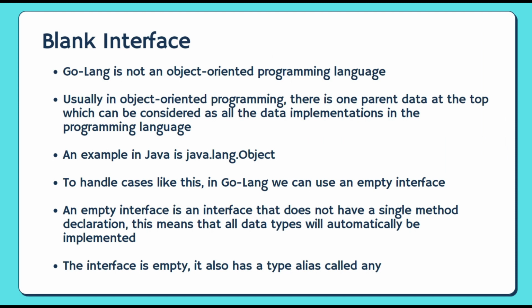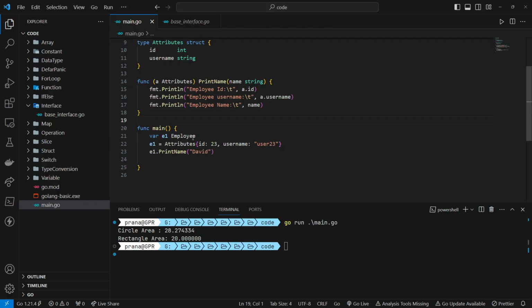To handle cases like this, in Golang, we can use an empty interface. An empty interface is an interface that does not have a single method declaration. This means that all data types will automatically implement it. The interface is empty. It also has a type alias called any.